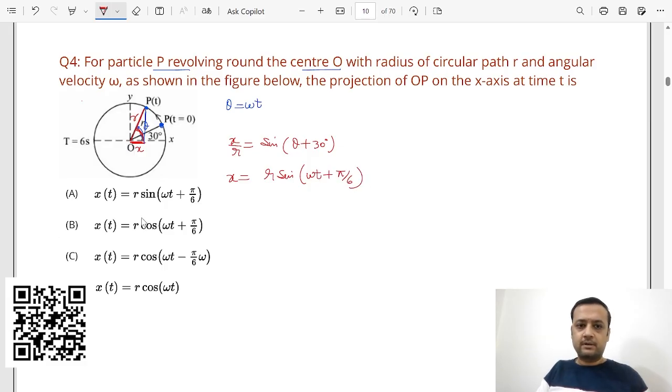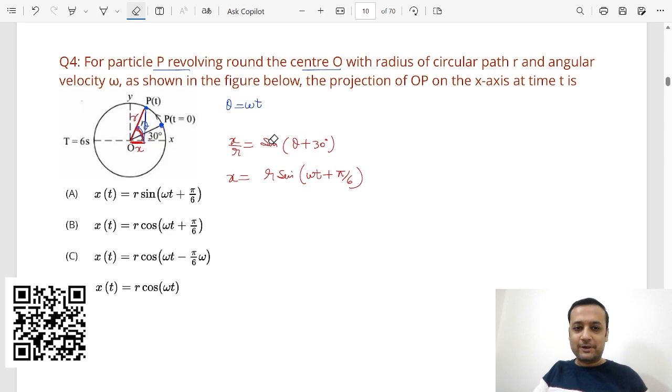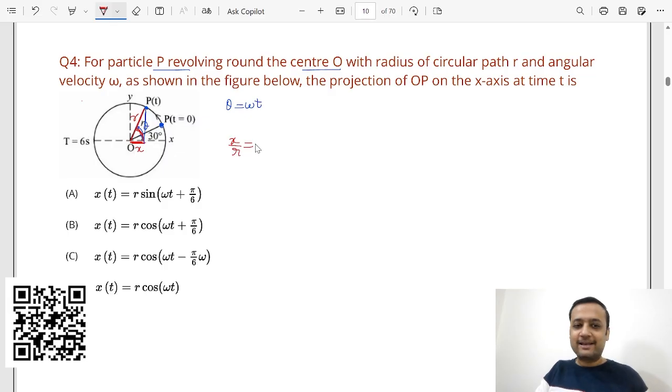So basically I'm so sorry, it will not be sine, it will be cos. X by r is equal to cos, base upon hypotenuse. So x by r will be cos of theta plus 30 degree. Base upon hypotenuse is not sine, it is cos. So x is r cos of omega t plus pi by 6.